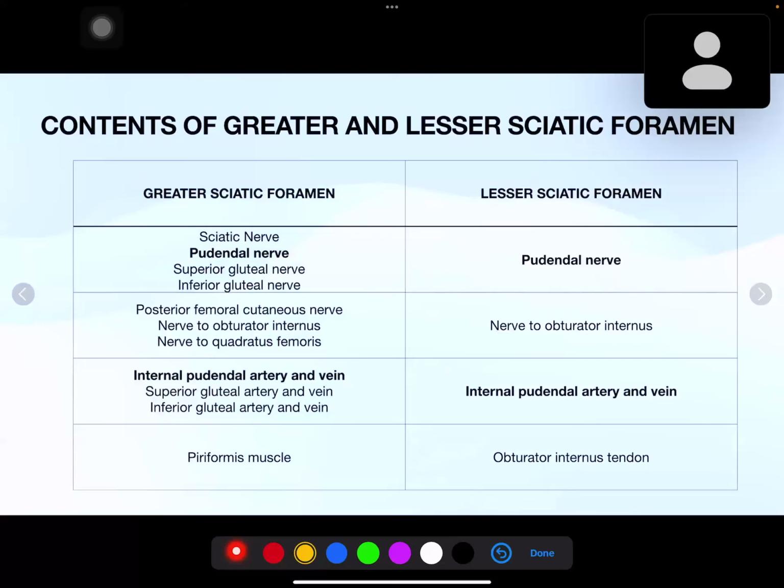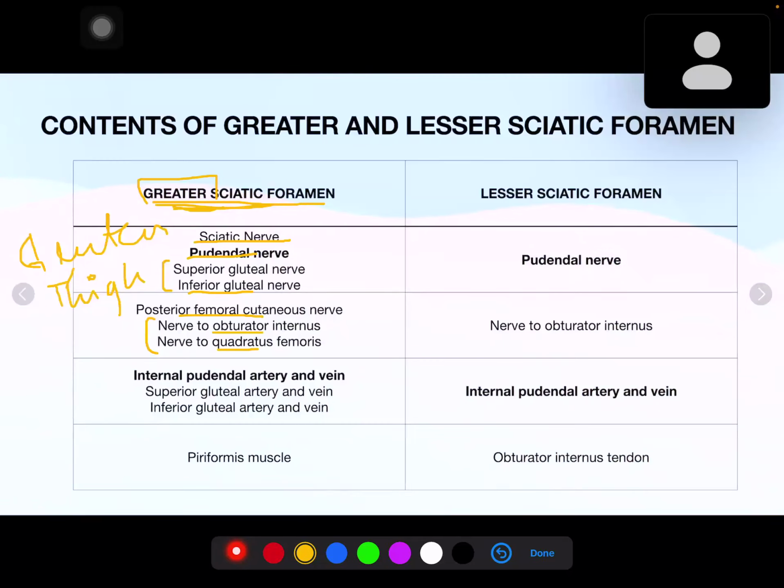Okay, so if they ask you about what exits the greater sciatic foramen, then all these nerves are present: sciatic, pudendal, and all the gluteal nerves, the femorocutaneous, the nerve to obturator internus, and quadratus femoris. So you can just remember that the nerves which have to go to the gluteus, or you can say the thigh, have to exit through the greater sciatic foramen. That's a very easy way to remember the contents of the greater and lesser sciatic foramina.